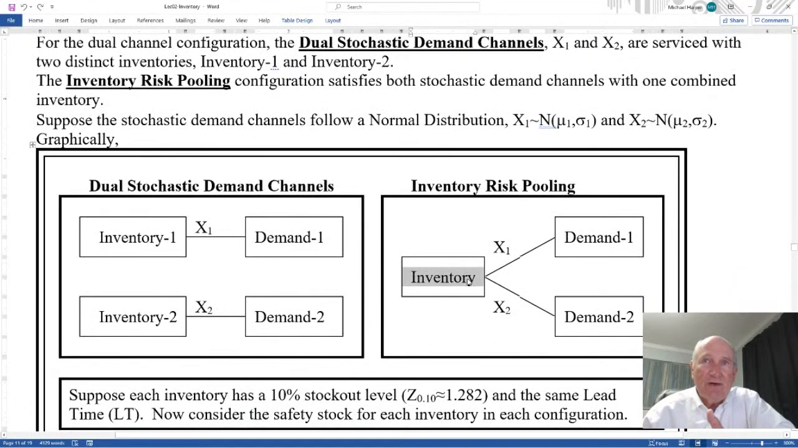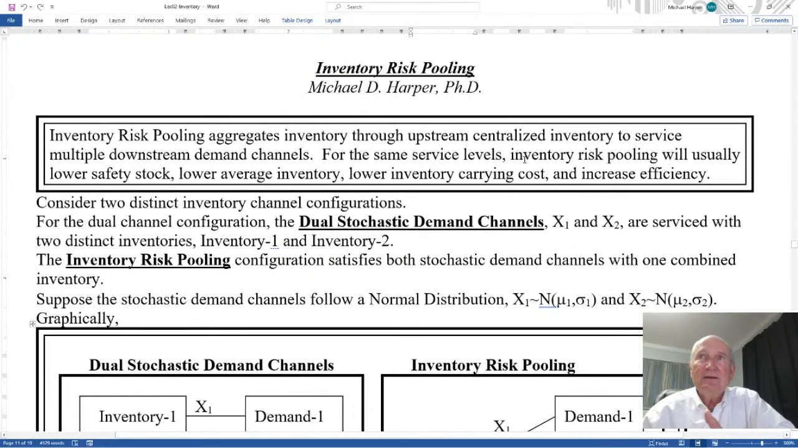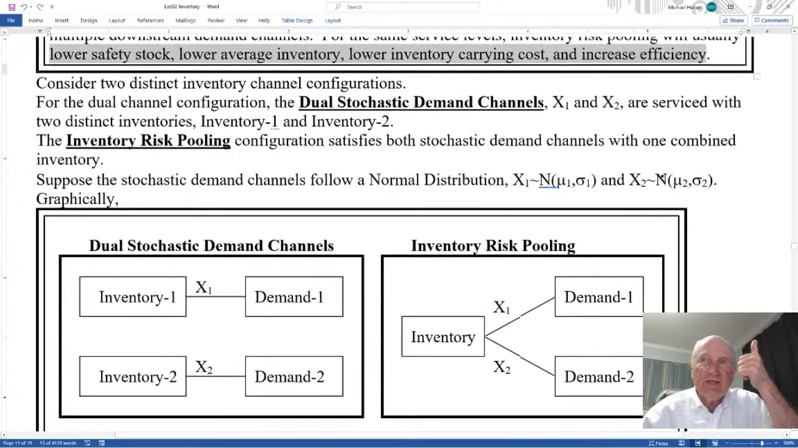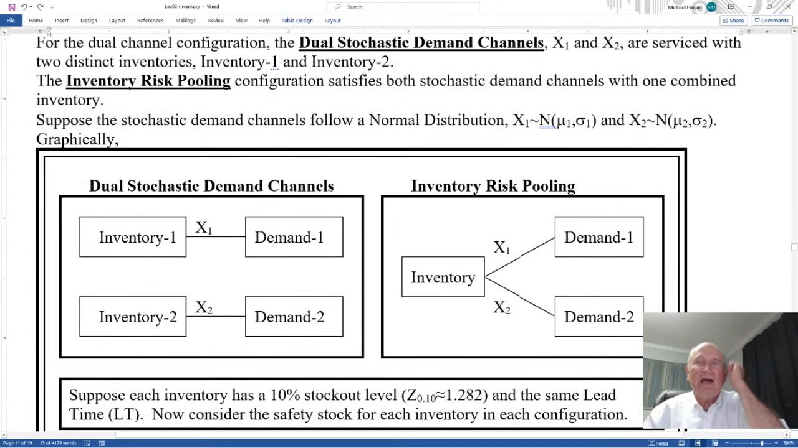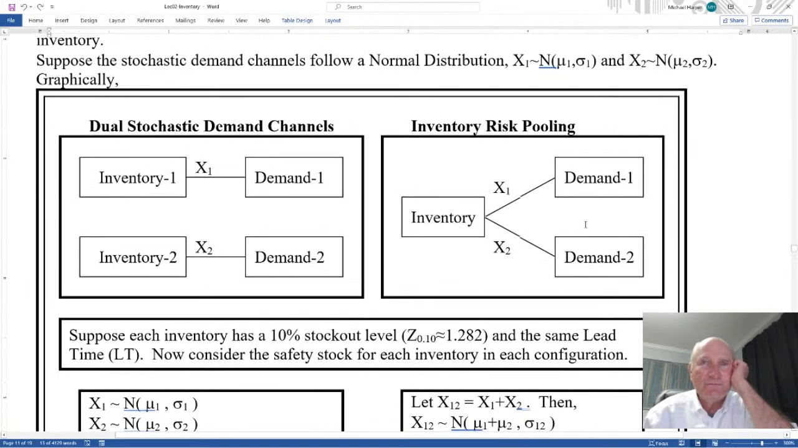This type of centralization will usually lower the safety stock. You need less inventory, lower average inventory, you have less average inventory in your warehouse, lower your carrying costs, it's cheaper, and you increase your efficiency. The chance of stock out is lower. So this is much more efficient. It's not just convenient, it's efficient.